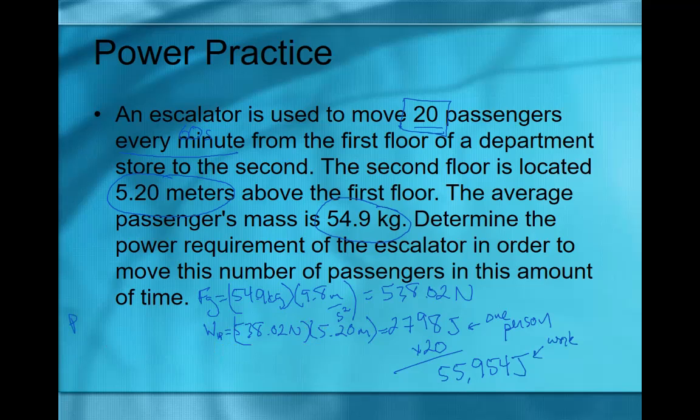And if we're going to do power, power equals work per time. So we're going to set this up as equal to 55,954 joules. And we did that over a period of 60 seconds. Okay. So we can divide this amount by our 60 seconds, and we get a power equal to 932.6 watts.